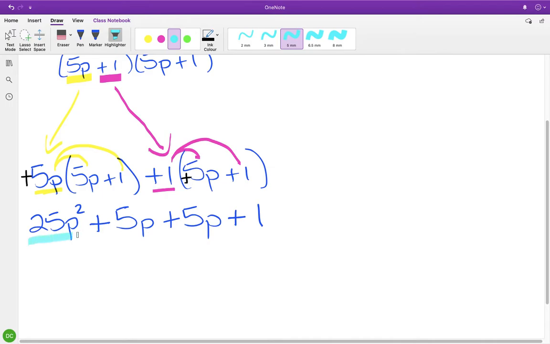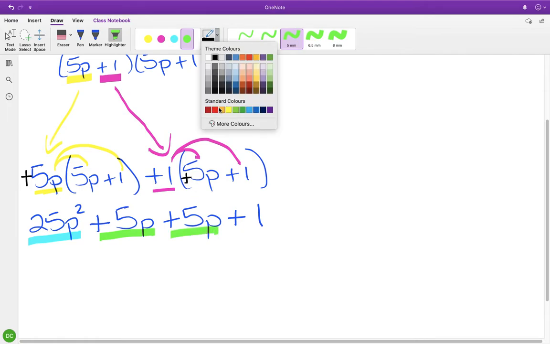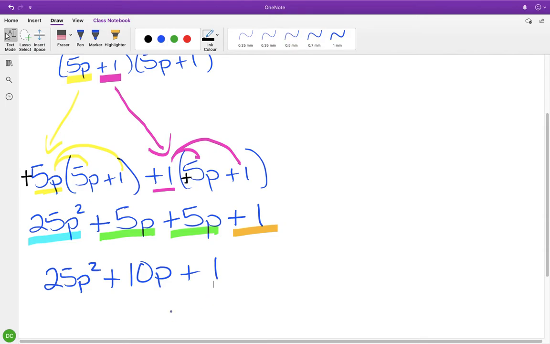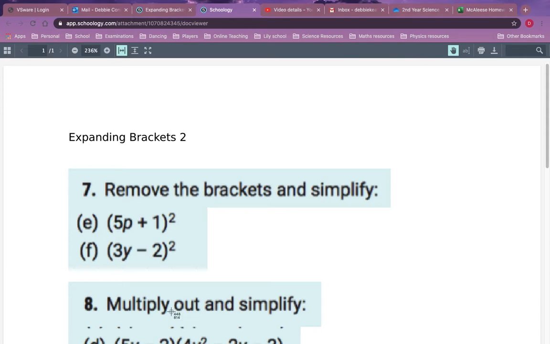So I have a p squared, I have a p, I have another one, and then I have a 1. Okay, so the p squared is on its own, so we just write it down. Can't be combined with anything else. The 5p can be combined with this 5p to make 10p. And then the 1 is on its own. Alright, so that's that first one. Keep going.